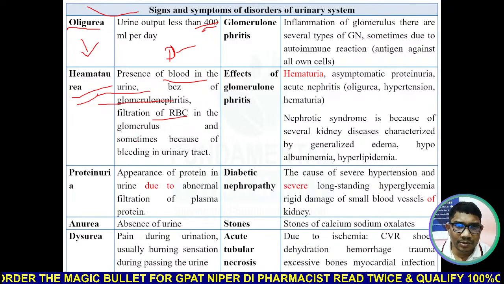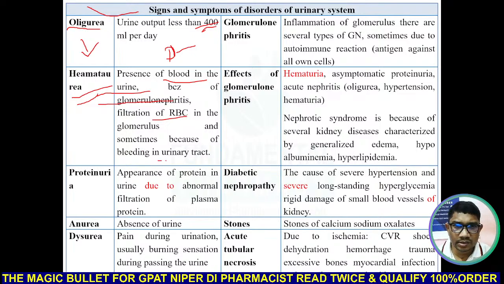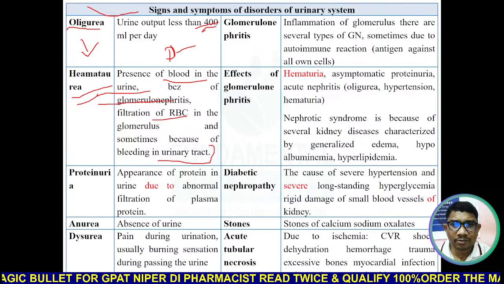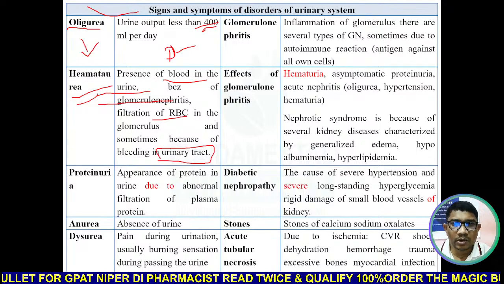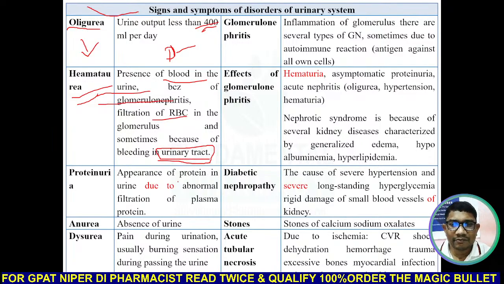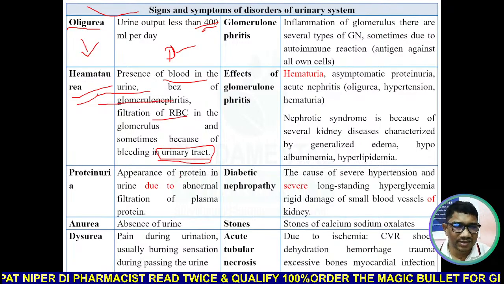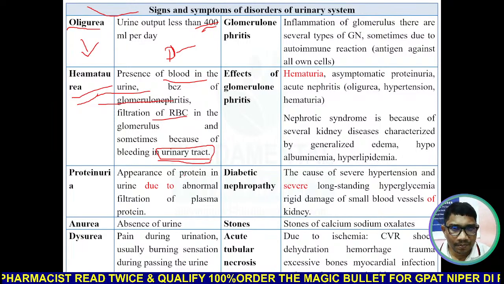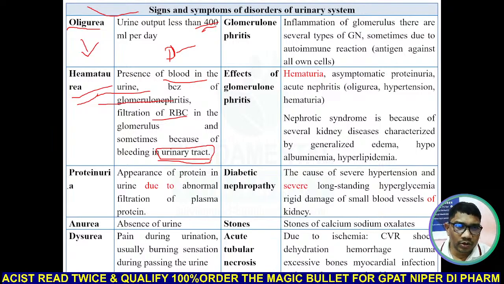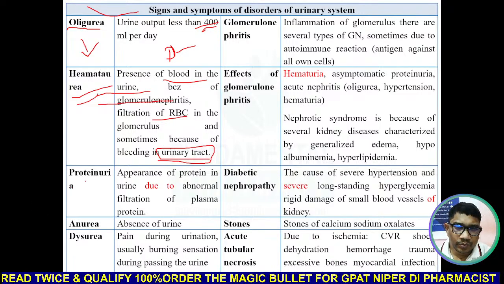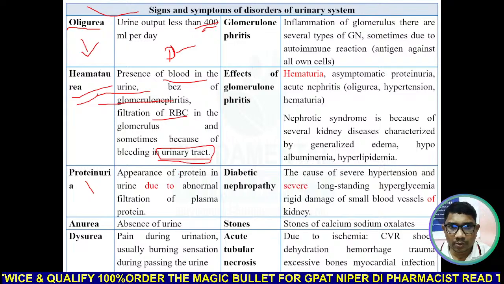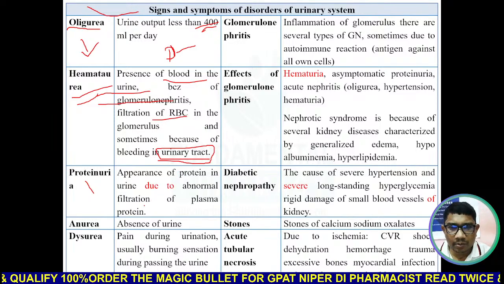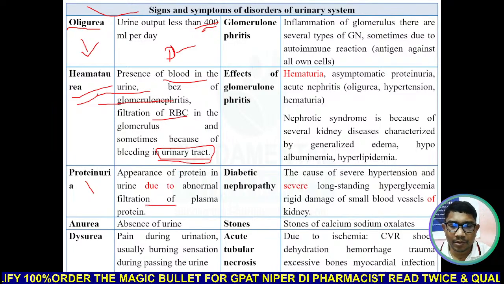Also sometimes because of bleeding in the urinary system, if there is bleeding in the urinary tract, it can also cause hematuria. Or urethritis, an infection in the urethra, can result in hematuria. Then proteinuria means presence of protein in the urine. So appearance of protein in the urine is due to abnormal filtration of blood.